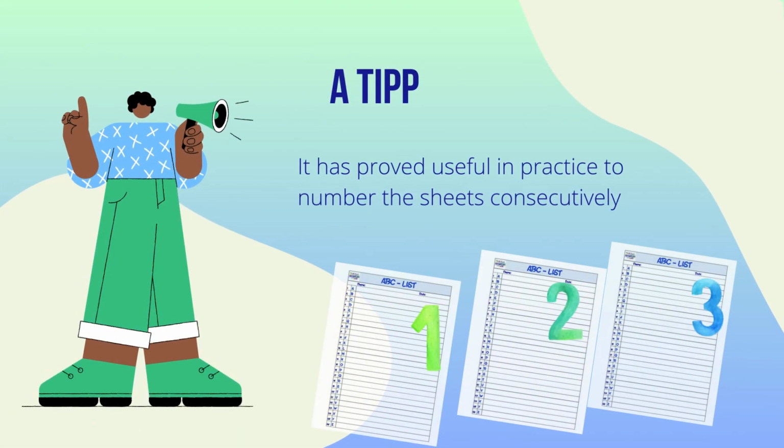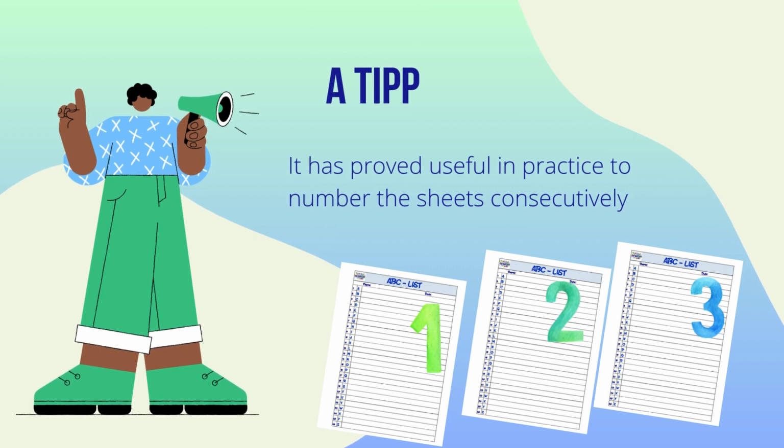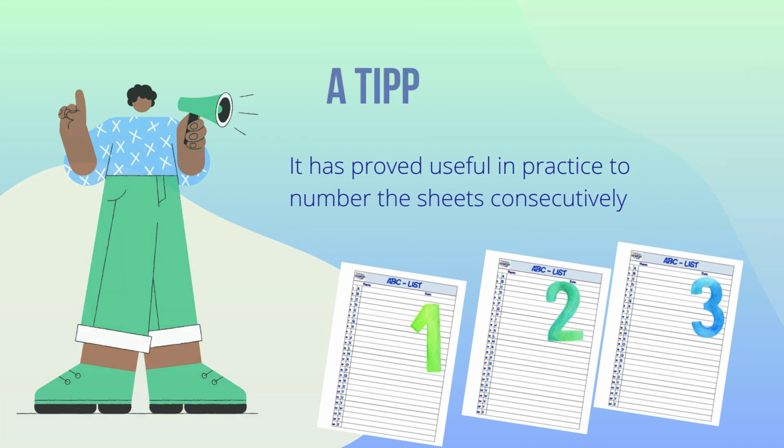Experience has shown that you often want to sort the sheets. In order to be able to follow the development of certain trains of thought, it has proved useful in practice to number the sheets consecutively. It is simply quicker and easier to sort everything than if it is sorted by date.